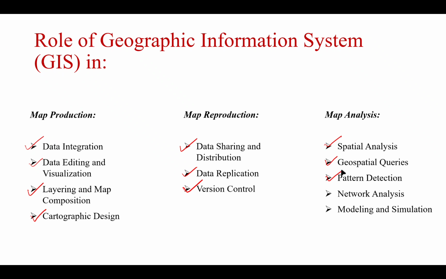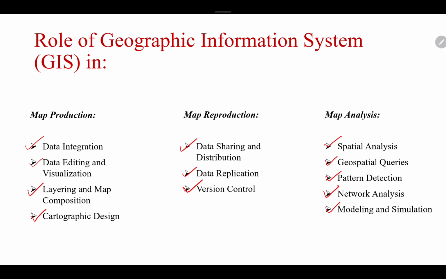Then we have network analysis. GIS can perform network analysis to optimize routing, assess accessibility, and plan transportation networks efficiently. So basically, when you use Google Maps, it tells you the shortest way or the fastest way to reach a particular area. Nowadays they have come up with a method to save fuel. So how are you saving fuel? Because of the particular road that you're going to use, or because of the time that it's going to take you to travel. All of that comes under network analysis.